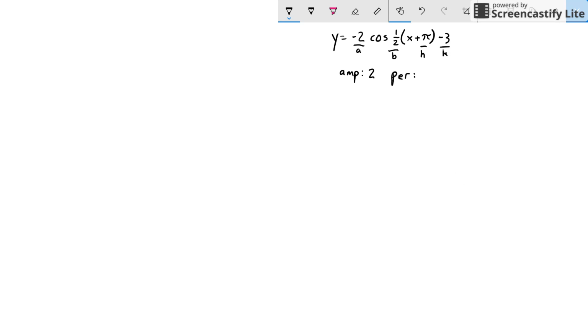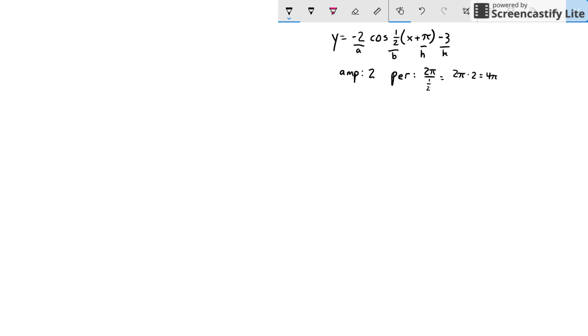The period, you take 2 pi and you divide it by the absolute value of your b, which in this case is 1/2. So dividing by 1/2 is the same as multiplying by 2. It's multiplying by the reciprocal. So instead of dividing by 1/2, multiply by 2/1, so we get a total of 4 pi. 4 pi is our period.